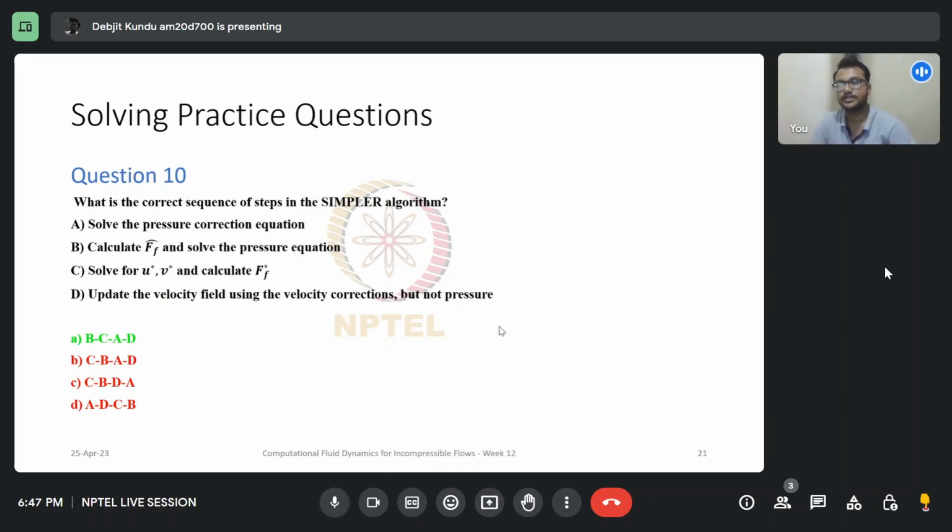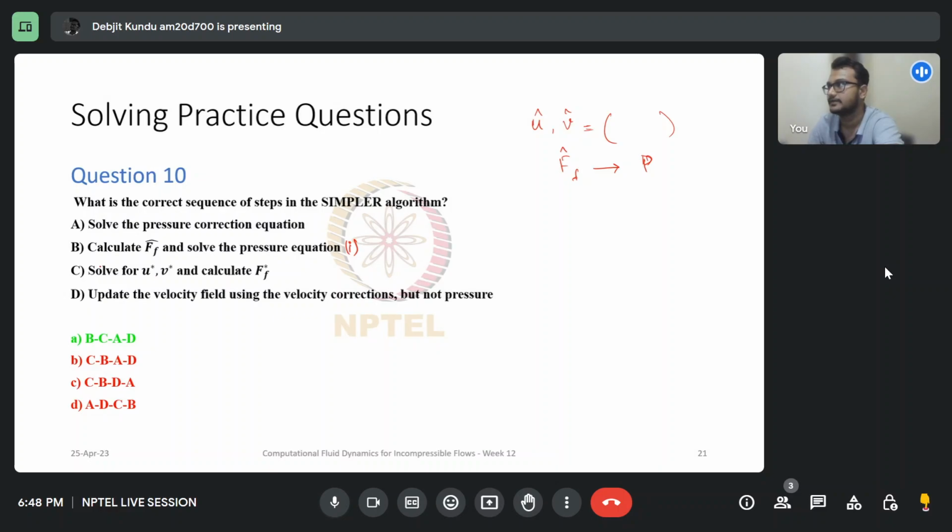The solution is option A, BCAD. So the first thing we do is we calculate the hat quantities and we solve the pressure equation. So we start with calculating U hat and V hat. I wrote down the formula for it in one of the earlier slides. You can go back to that, or you can go back to the lectures to have a look. And using them, I get the pseudo-velocity terms, and they are used to solve the pressure equation.